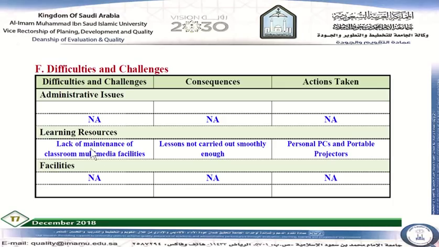Here, I think they got a problem about the learning resources, as mentioned before, so lack of maintenance of the classroom multimedia facilities. The consequences: lessons are not carried out smoothly enough. And also the actions taken: personal PCs and portable projectors to solve this problem temporarily. If you have problems with the facilities, just write them here, and also the consequences and the actions taken.